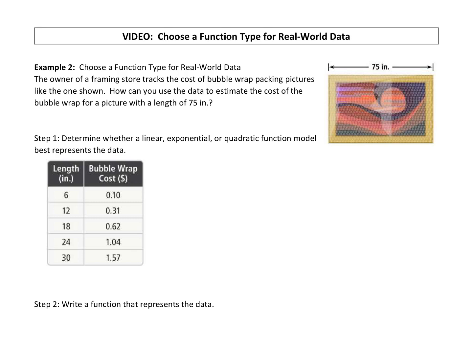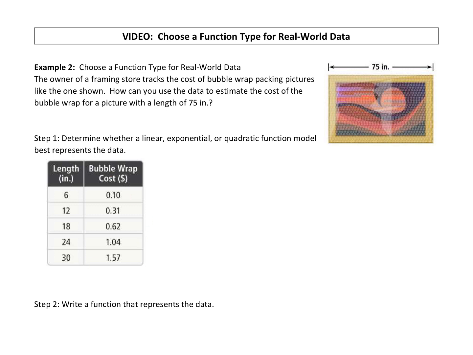All right, so we know how to figure out what type of function would be appropriate for data. So let's look at a real world example. The owner of a framing store tracks the cost of bubble wrap packing pictures like the one shown. How can you use the data to estimate the cost of the bubble wrap for a picture with a length of 75 inches? So we're going to take a look at the data he's collected.